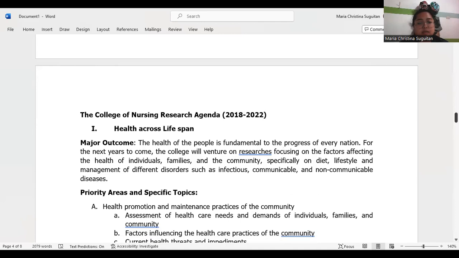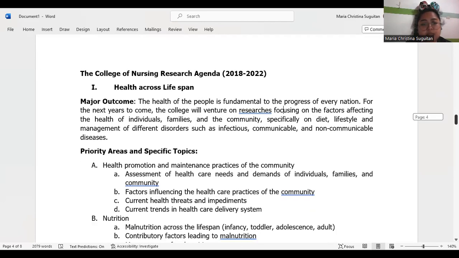Okay? Priority areas and specific topics, we have health promotion and maintenance practices of the community, assessment of healthcare needs and demands of individuals, families, and community. Also, we have factors influencing the healthcare practices of the community, the current health threats and impediments, and current trends in healthcare delivery system.